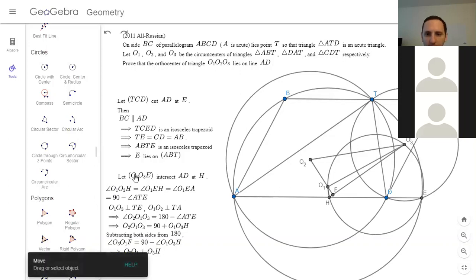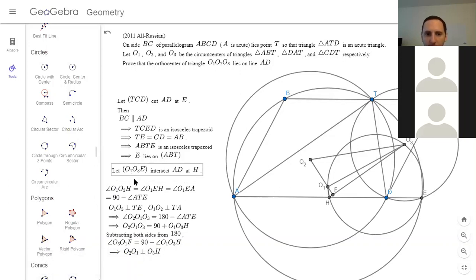Like, we didn't define H totally symmetrically, right? We defined H to be the intersection of O1O3E with AB. So H is symmetric with respect to O1 and O3. So we can replace O1 and O3 wherever we did the steps.